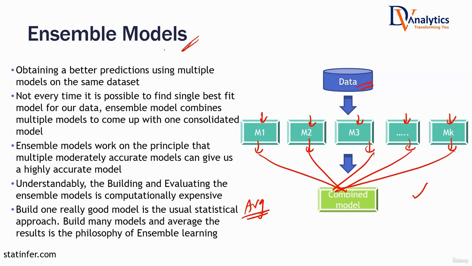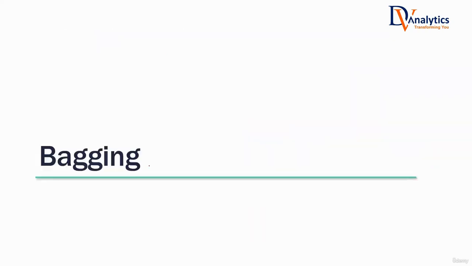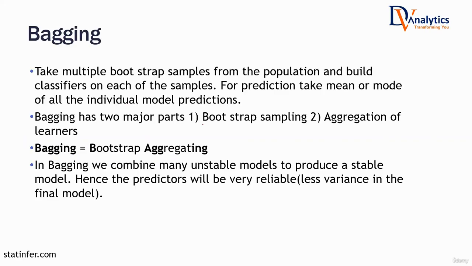But there is a particular approach that we follow in ensemble models that is known as bagging. This is the actual ensemble model that we have to learn. Until now, whatever we discussed is just an introduction, to give you a flavor of what exactly an ensemble model is, just the philosophy of it. The actual ensemble model building technique is bagging, which comes from two words: bootstrap sampling and aggregation of learners. Bootstrap aggregating, bagging. Bagging has these two parts. The first part is bootstrap sampling. Let me explain what exactly bootstrap sampling is.